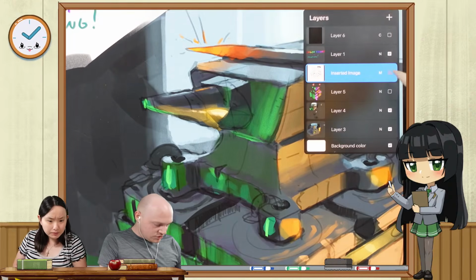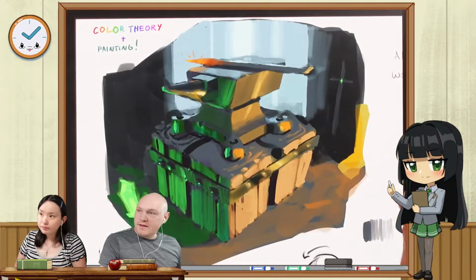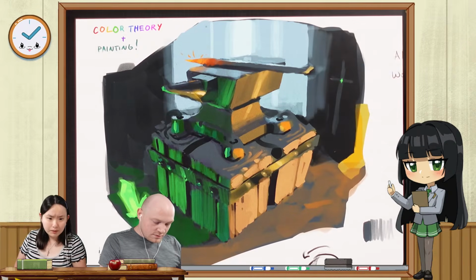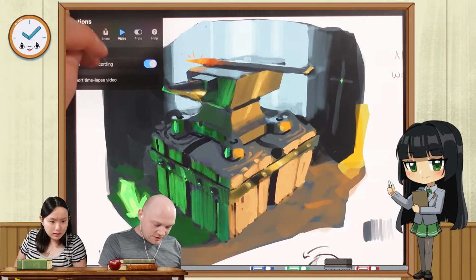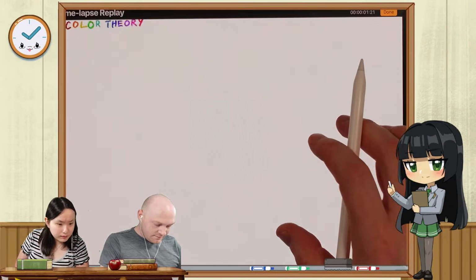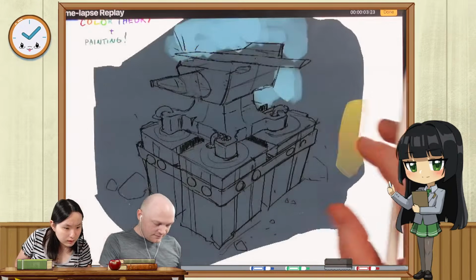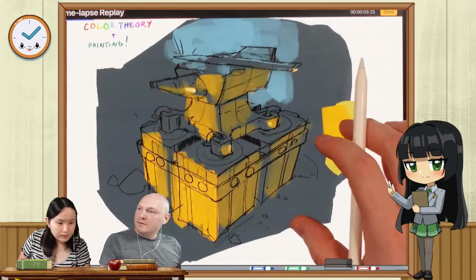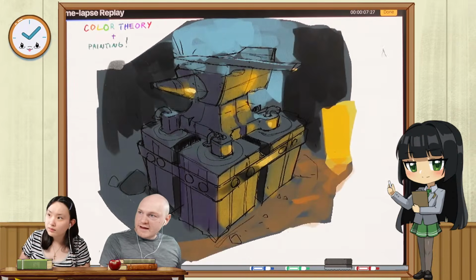Okay, so I'm just going to turn the line work layer off at this point, and that's what it looks like with no line work. Ooh, it already reads really well. If we go through and watch the time-lapse replay, you can see me explaining stuff.